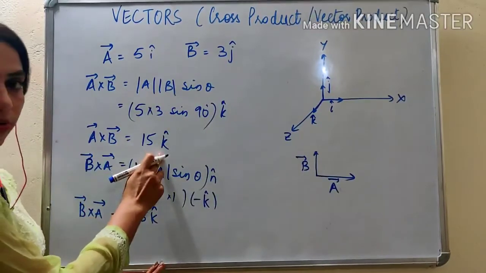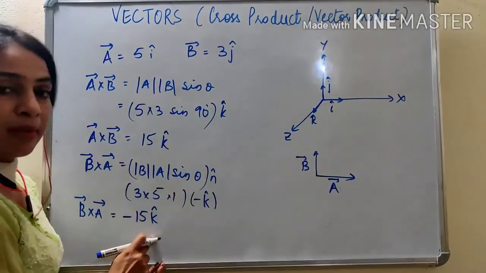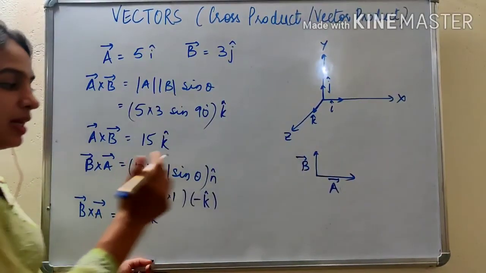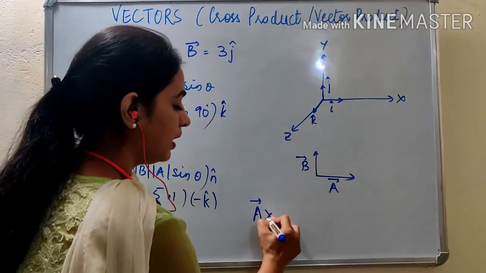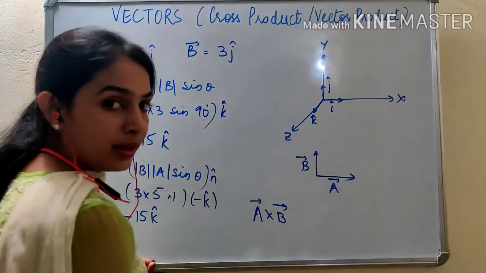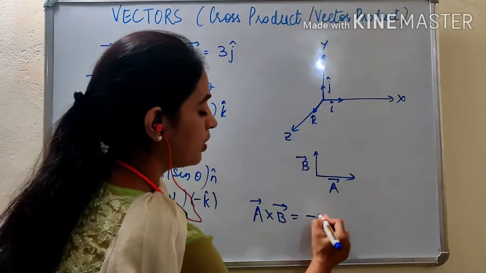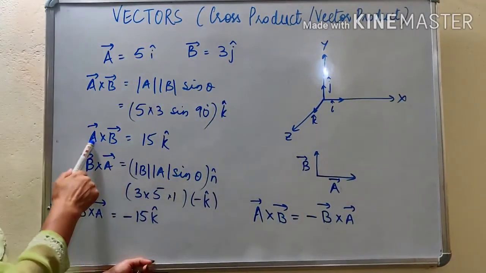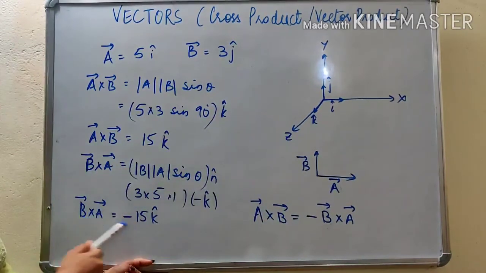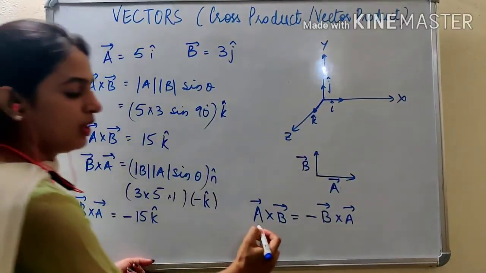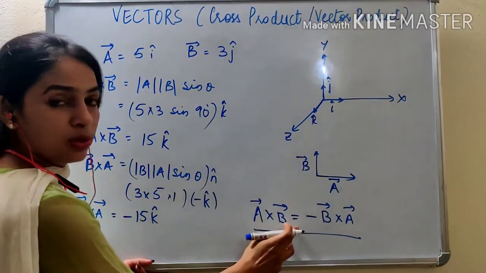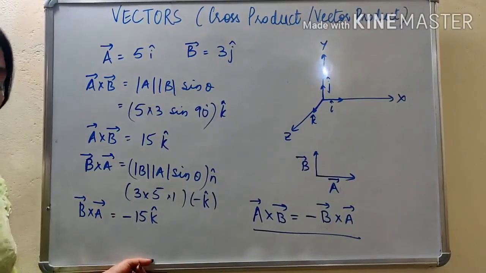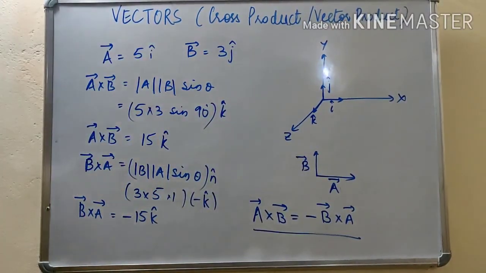See, A cross B was 15 k cap. B cross A is minus 15 k cap. So what do we infer from this? That A cross B is not equal to B cross A, but it is equal to minus of B cross A. Right? A cross B is 15 k cap, B cross A is minus 15 k cap. So we can write A cross B equals minus of B cross A. Right? Then we can study orthogonal unit vectors.